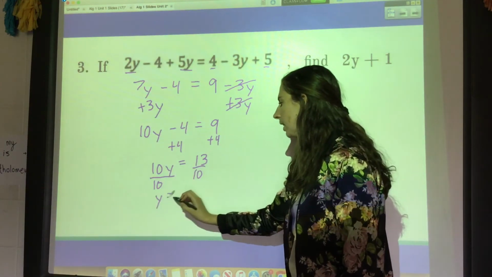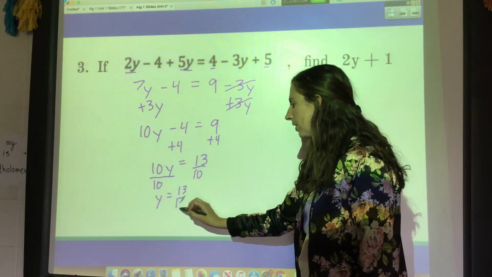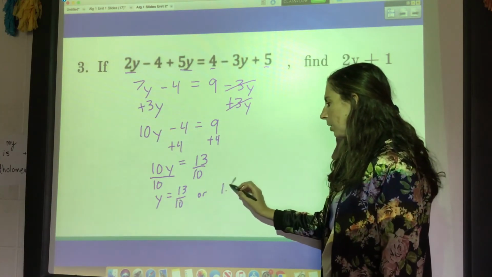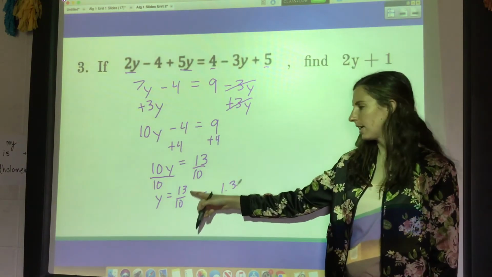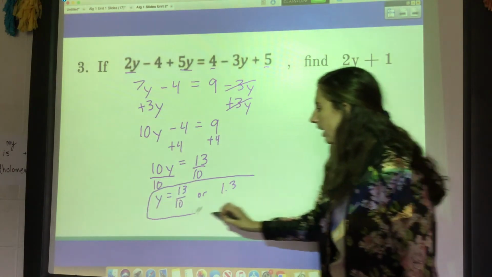So y equals, you can just leave it as 13 tenths because that doesn't simplify, or you could put 1.3 because dividing by 10 is the same as just moving the decimal place. So either of those are fine.